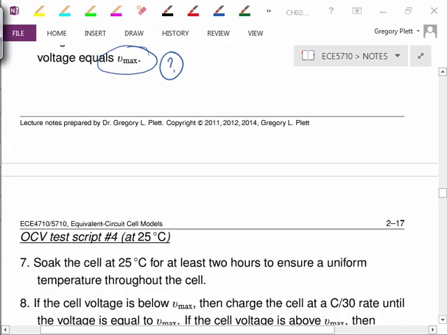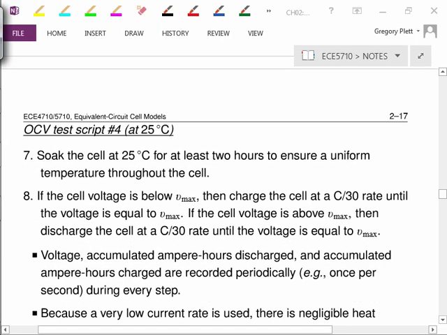So I have to have a step 4. Step 4 says, again, soak the cell at 25 degrees for at least 2 hours. If the cell voltage is below Vmax, then charge until I get to Vmax, and if it's above, then discharge. Finally, at the end of this test, I am back at 100% again.